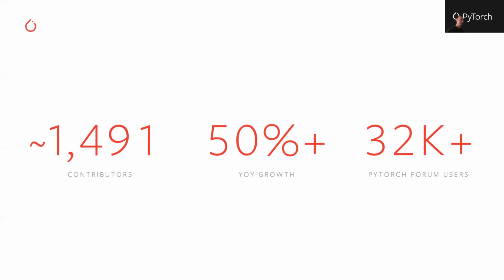Now, a quick set of metrics here. I mentioned we're close to 1,500 contributors. That's actually well over 50% year-over-year growth. So the community just keeps growing quickly. We also don't tend to use Stack Overflow for issues. We have a discussion forum. If you go to discuss.pytorch.org, we have over 32,000 forum users with hundreds of thousands of questions, answers and comments. So there's this vibrant community of users out there that are active and answering each other's questions and supporting each other, and so on.